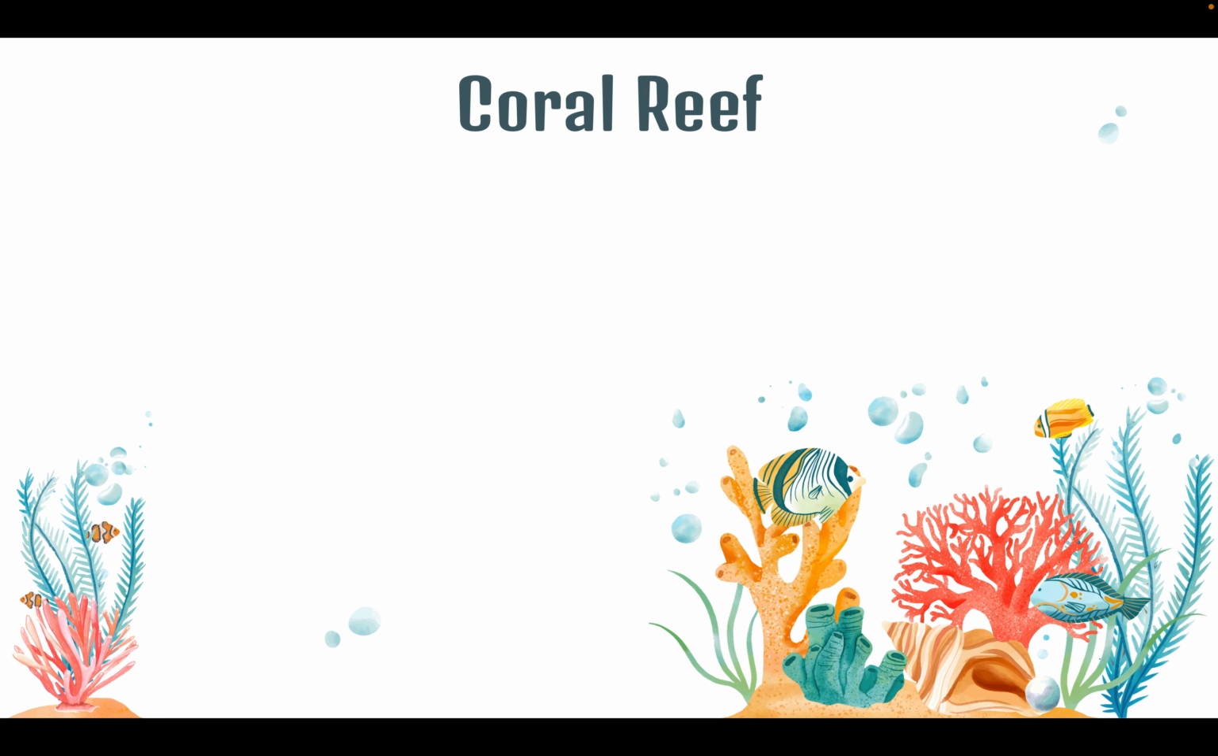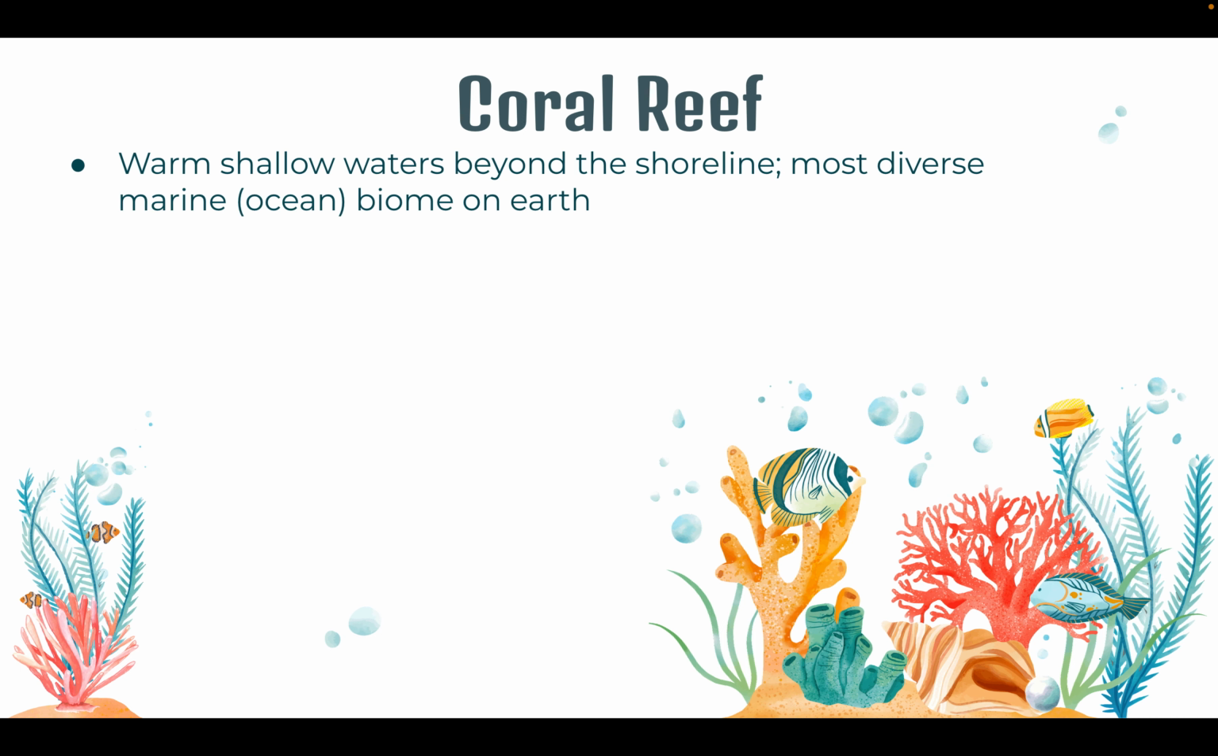All right, now we're into the marine area where we're talking about coral reefs. So coral reefs are warm, shallow waters beyond the shoreline. They are the most diverse marine biome on Earth. When we're talking about marine, we are talking about ocean. So we use the term marine, but we're talking about oceans. We're just saying salty. So either one is fine, but you're going to see marine more often. So most diverse biome on Earth when it comes to salt water.